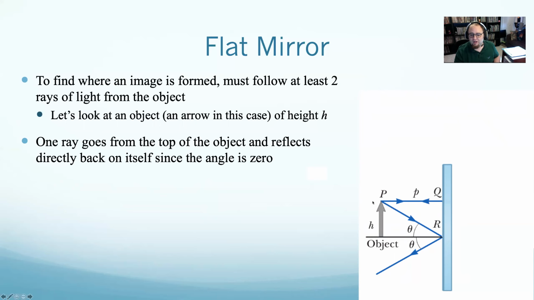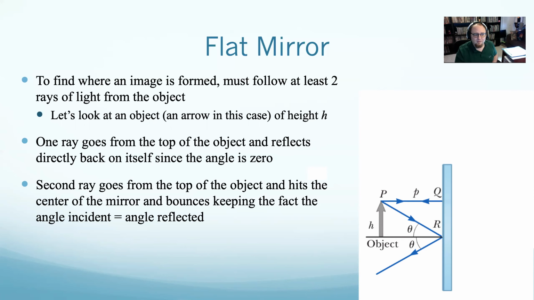Now, the one that goes straight off and straight back is coming in at 0 degrees, so it's going to come back at 0 degrees. That's just there and back, nothing special. The one that goes down to the middle, I'm going to say this angle here, theta, equals that angle there, theta, following the law of reflection.